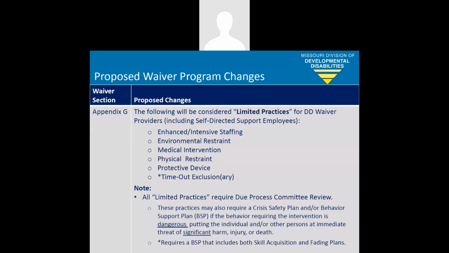Again, all limited practices do require the Due Process Review Committee and should be approached before attempting any of these practices. These practices may also require a crisis safety plan and/or a behavior support plan if the behavior is dangerous, putting the individual and/or other persons at immediate threat of significant harm, injury, or death. Again, exclusionary timeout is one of those practices that should be supervised by a behavior analyst and included in a BSP with both skill acquisition and fading plans included.